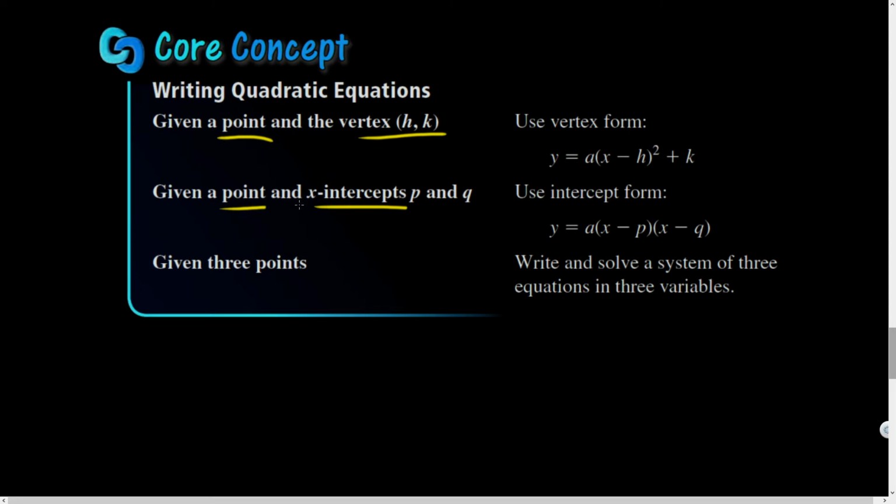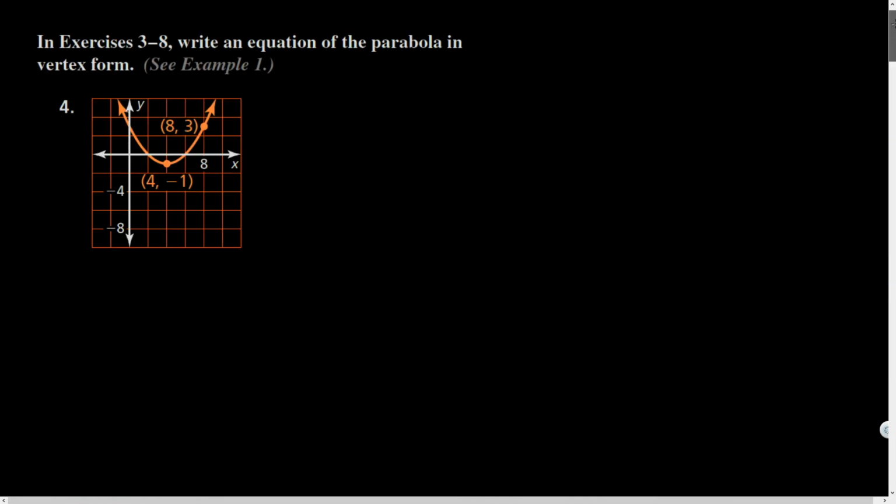Now, they don't always come out and tell you that it is an intercept that they gave you, but one of the ways you can always tell that it's an x-intercept is its y-coordinate will be 0. So p comma 0 or q comma 0, that is a clue to you. And so let's take a look at example 4.